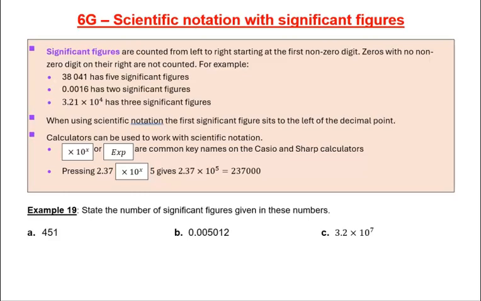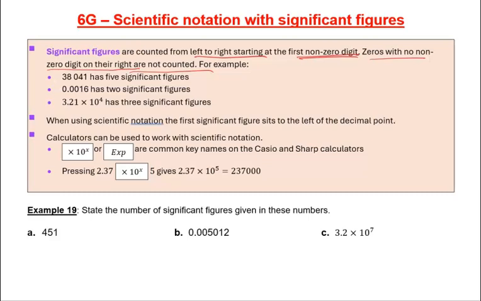Okay, so significant figures are counted from left to right, starting from the first non-zero digit. So we can think of this sometimes as rounding. If you have lots of digits and you want to round to two or three significant figures, we should find out which ones are significant. Zeros with no non-zero digit on their right are not counted.